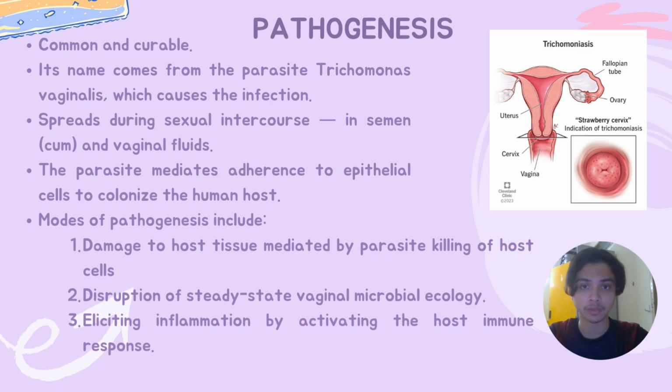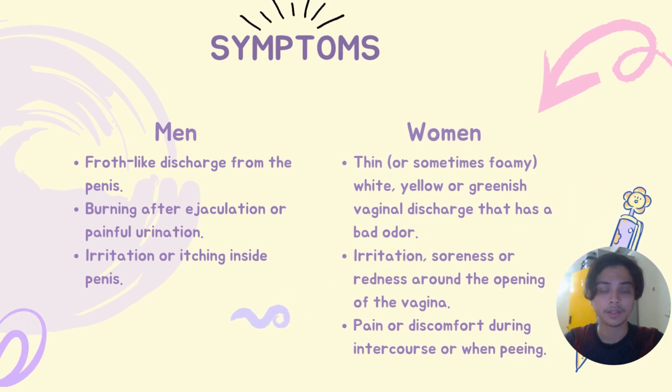Next is pathogenesis. It is a common and curable infection. Its name comes from the parasite Trichomonas vaginalis, which causes this infection. It spreads during sexual intercourse, in semen and vaginal fluids. The parasite mediates adherence to epithelial cells to colonize the human host. And the modes of pathogenesis include, first, damage to host tissue mediated by parasite killing of host cells. Second, destruction of steady-state vaginal microbial ecology. And the last one is eliciting inflammation by activating the host immune response.